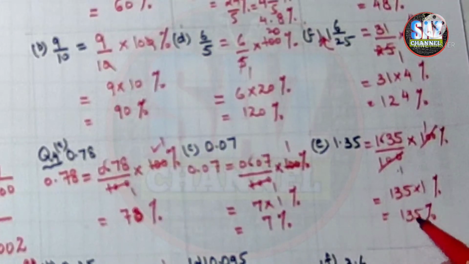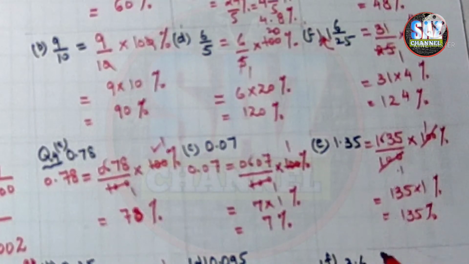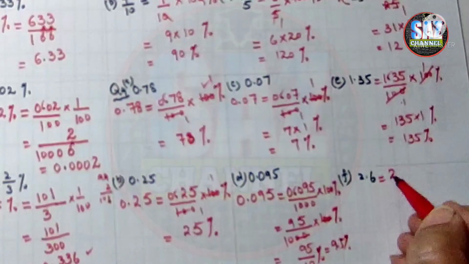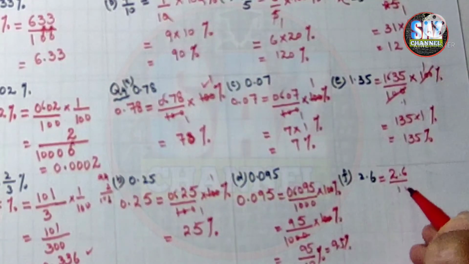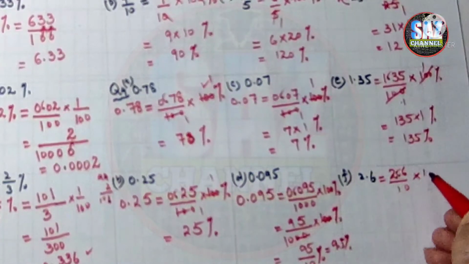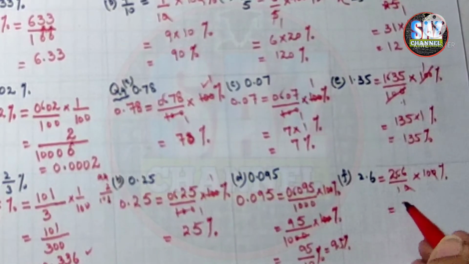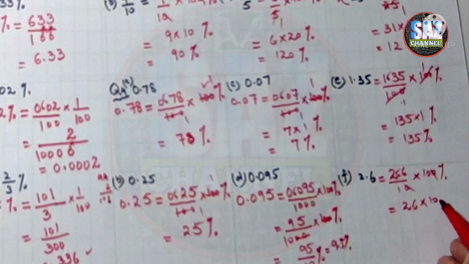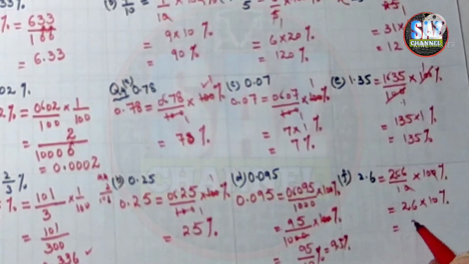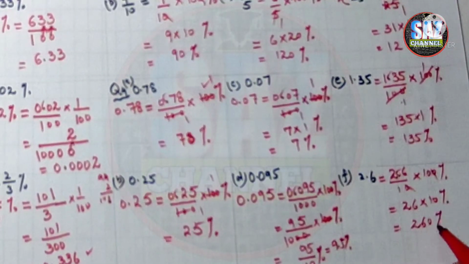And the last class question of today's class is 2.6. So remove the decimal by 10 multiplied by 100%. This goes with this, 26 times 10, which is equal to 260%.